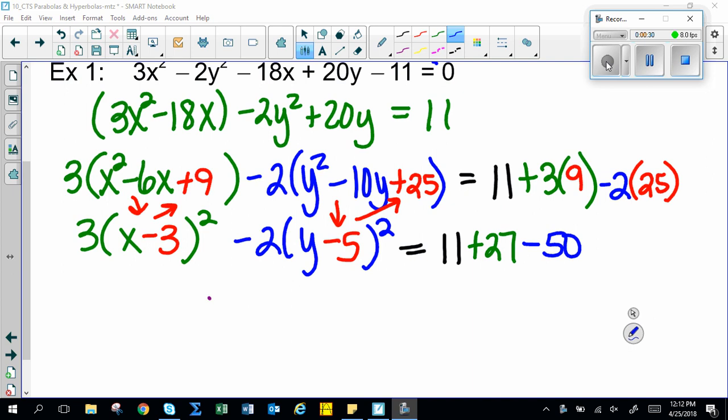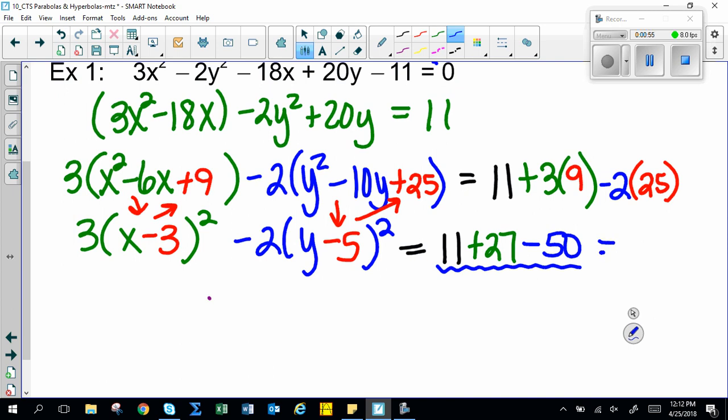So half of -6 is -3. -3 squared is 9. To balance my equation, I put that same 3 times 9 on the right-hand side. Complete the square for the y terms. Half of -10 is -5. -5 squared is 25. I balance that by subtracting 2 times 25, or -50. So I need to go ahead and simplify this.